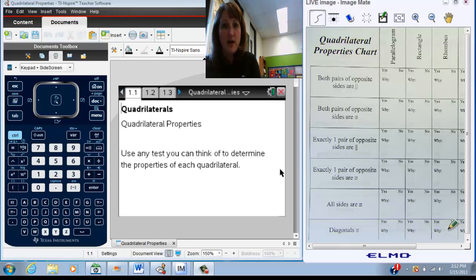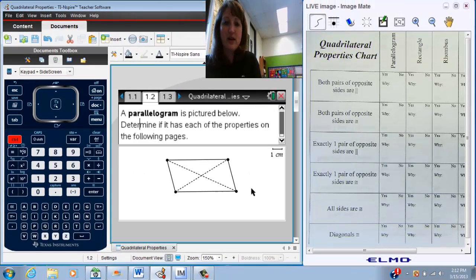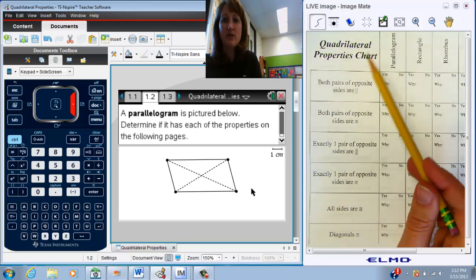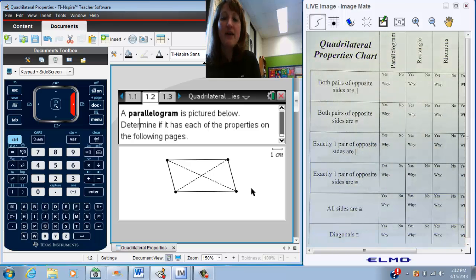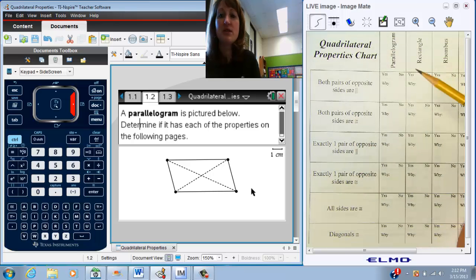So on your calculator, if you turn to the second page of your document, you have a picture of a parallelogram. Now, if you do not have your calculator, you can take any parallelogram that you can find, a picture of any parallelogram, or even draw a parallelogram, and you can still go through and do the same tests by hand. So, what I have in your packet, and you can see it over here on the side, I've given you a list of properties, and what we're going to take a look at on the first day is just the parallelogram.